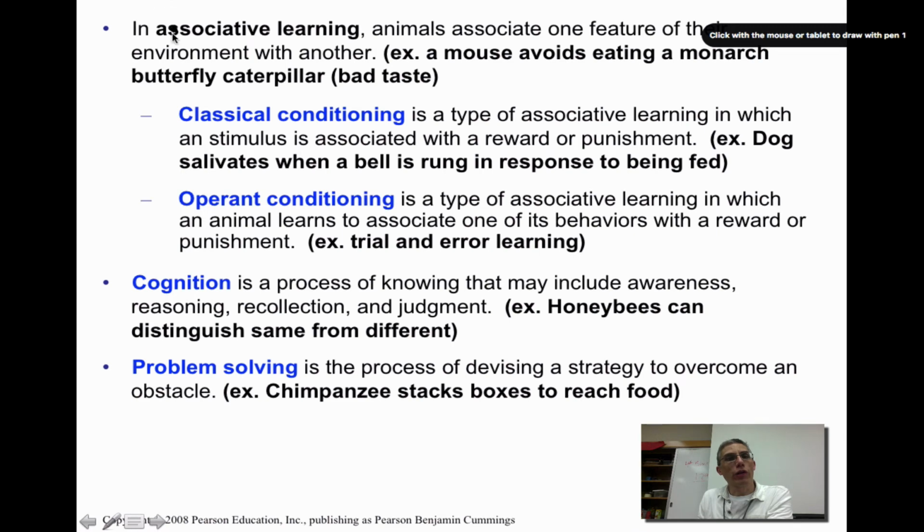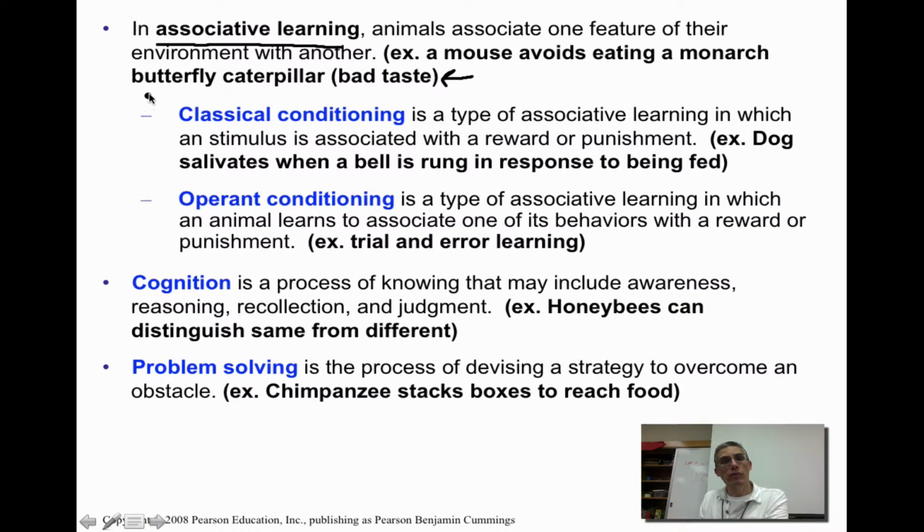Now, another type of learning that we often refer to is something called associative learning. In associative learning, animals are going to associate one feature of their environment typically with another. A really good example of this type of associative learning would be the really bad experience that a lot of animals get when they eat a monarch butterfly caterpillar. The reason they get a really bad experience from eating this type of caterpillar is because they taste really bad. Because of the banding pattern that you see on these caterpillars, they associate that caterpillar with a bad taste, so it allows them to avoid eating that particular caterpillar again. So that's considered associative learning.